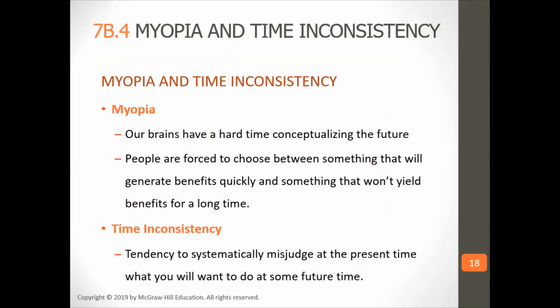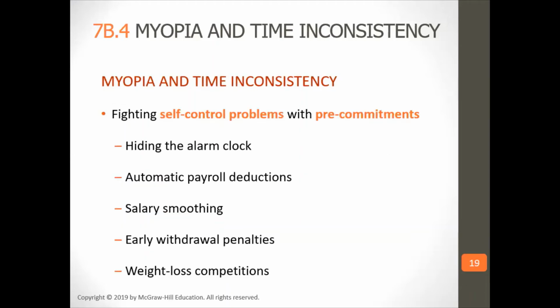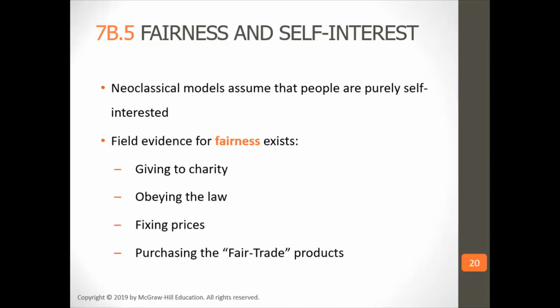And then myopia. Our brains have a hard time conceptualizing the future. People are forced to choose between something that will generate benefits quickly and something that won't yield benefits for a long time. Time and consistency: the tendency to systematically misjudge at the present time what you will do at some future time. So you can use pre-commitment through hiding an alarm clock, automatic payroll deductions, salary smoothing, early withdrawal penalties, weight loss competitions.